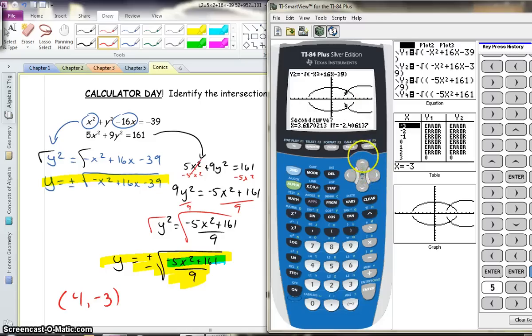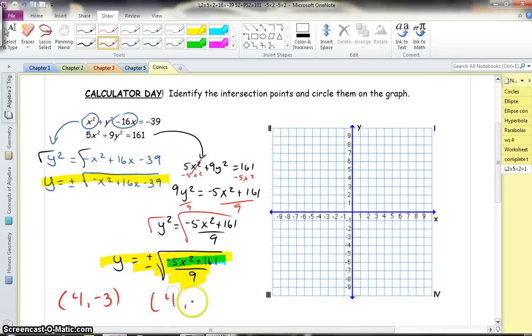All right, now we jump to the bottom. We don't want that one. So I'm going to hit up, up. Still not on the one I want. Up, there we go. So now we're on that one. Get close. Enter. No need to guess. Enter again. And it gives me my other one of 4, comma 3. So those are my two intersection points.